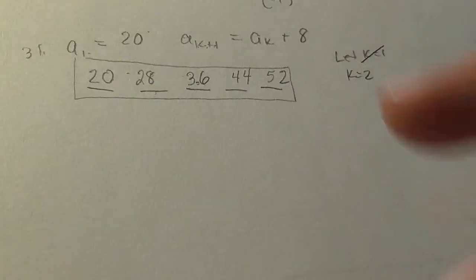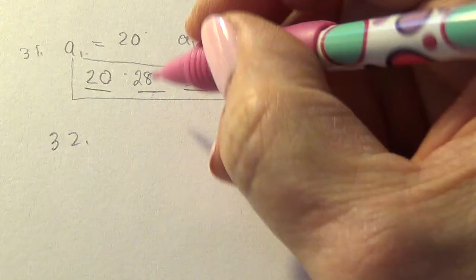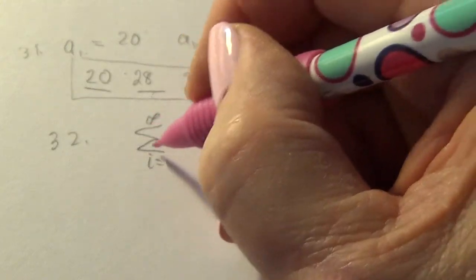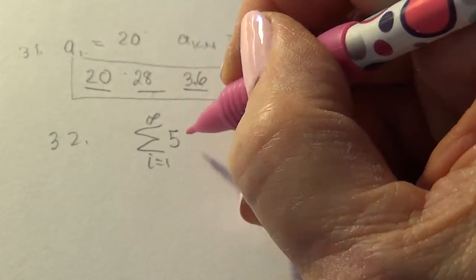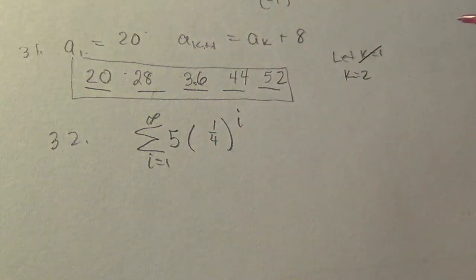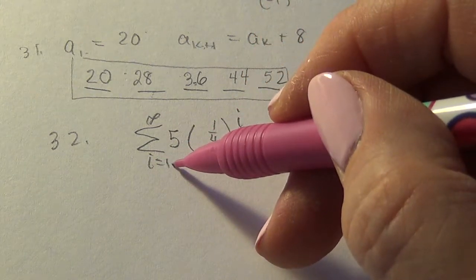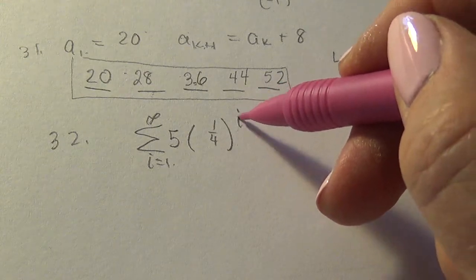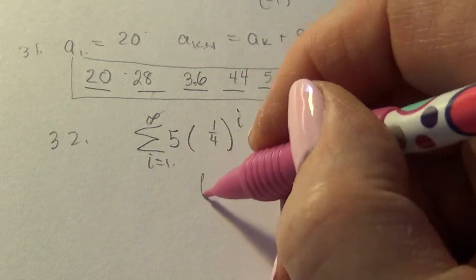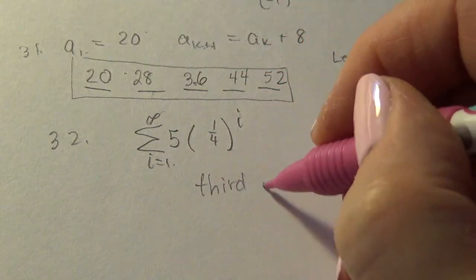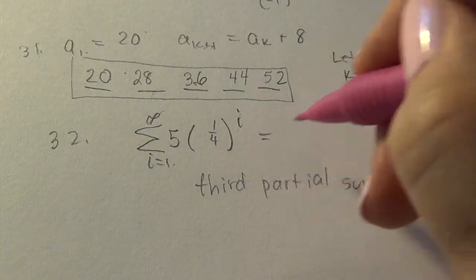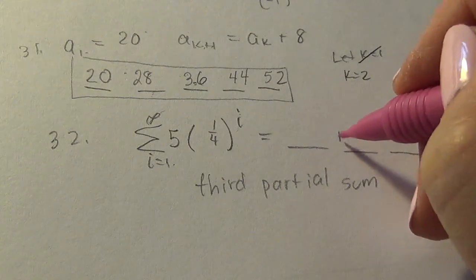All right, on 32, you're supposed to find the partial sum. So this is a summation sign, and this is the counter. And first it tells me I'm going to start my counter at 1, and then 2, 3, 4, on to infinity. But we're not going to sum that many up. We're going to find the third partial sum. It asks us to do that. So I'm only going to do 3 sums.